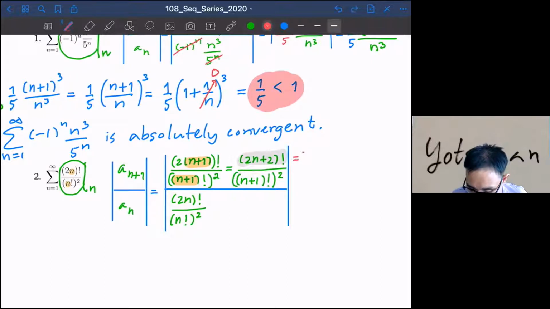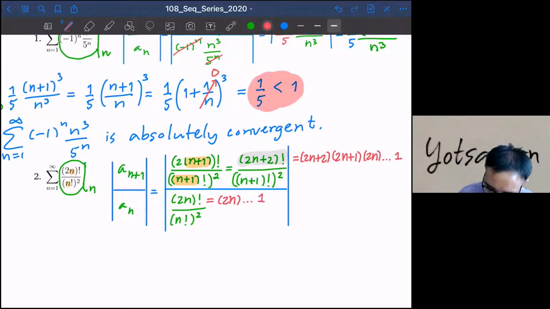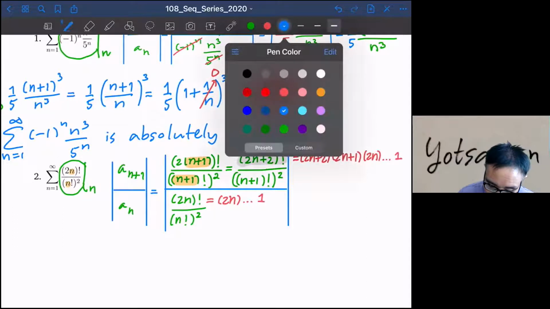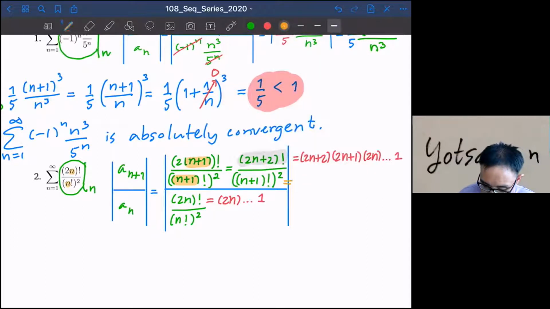(2n plus 2) times (2n plus 1), and you have 2n up until 1. So that's going to be (2n plus 2) factorial. And you have (2n) factorial, it's going to be 2n multiplied up until 1 as well. And you have (n plus 1) factorial, let me use a different color.